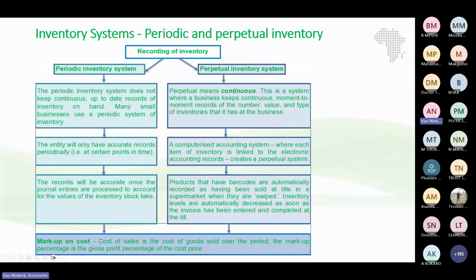Now here is also very important. This is the markup on cost that I referred to. Your cost of sales is the cost of goods sold over a period. The markup percentage is the gross profit percentage of the cost price. So your cost price plus your markup on cost will give you your selling price.